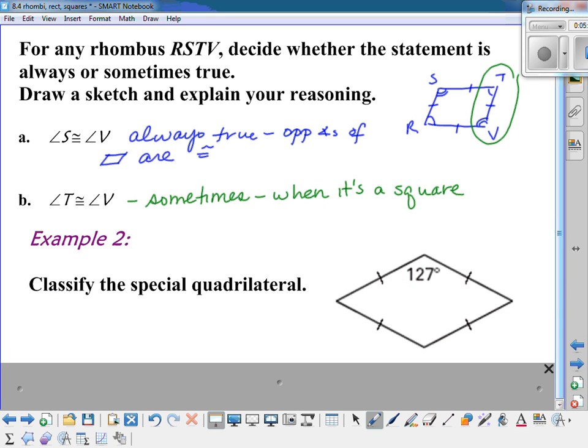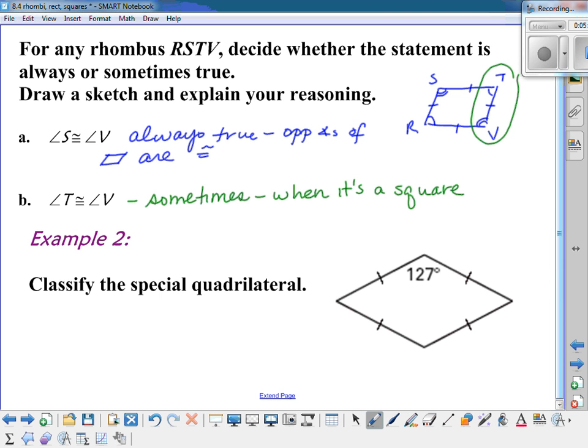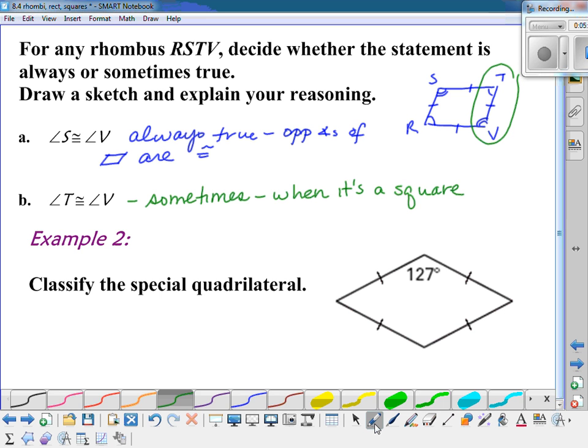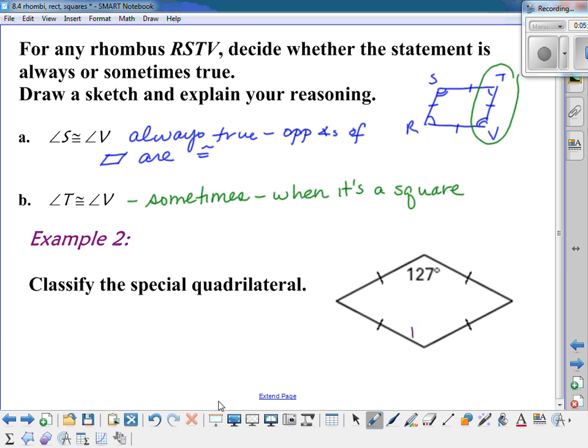Okay. Next, we're going to classify this quadrilateral. So I can see that I have 4 congruent sides, and they have one angle that's 127. That means that the opposite angle is also 127. And the 2 angles going side to side have to add up to 180. So 180 minus 127, and we're left with 53 for the other angles. So clearly it's not a square, so it's not a rectangle, but it has 4 congruent sides, therefore it is a rhombus.